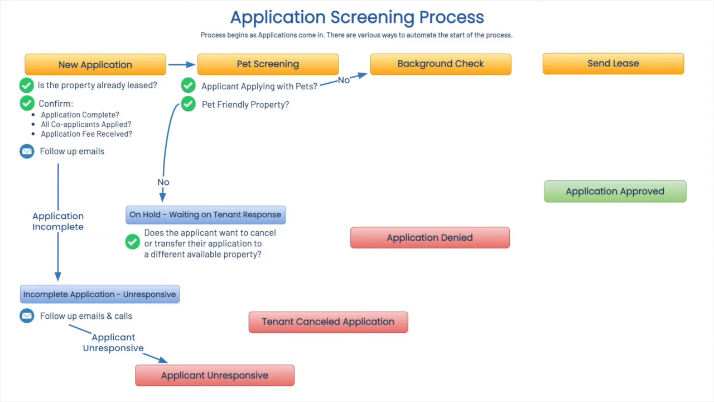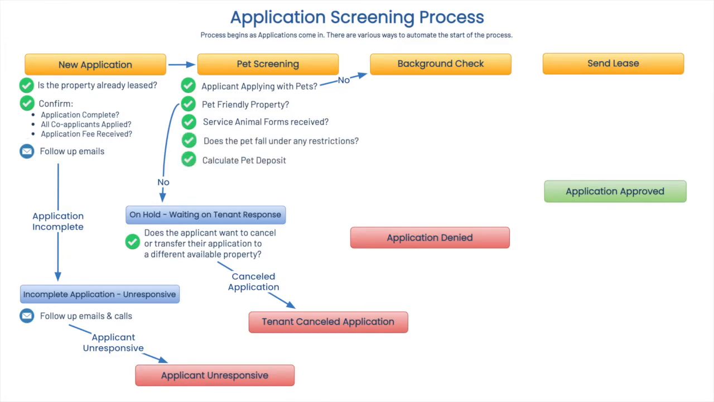Once we hear from them on whether they want to cancel their application or transfer it to a different property, we can either move them back into the process or to the tenant canceled application stage. If it is a pet-friendly property, however, we'll move on to confirm we've received the service animal forms, if applicable, check to see if the pet falls under any restrictions, and calculate the pet deposit.